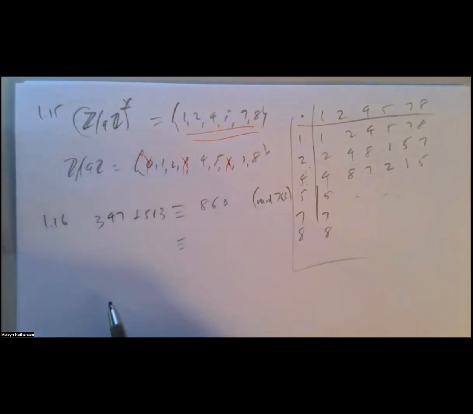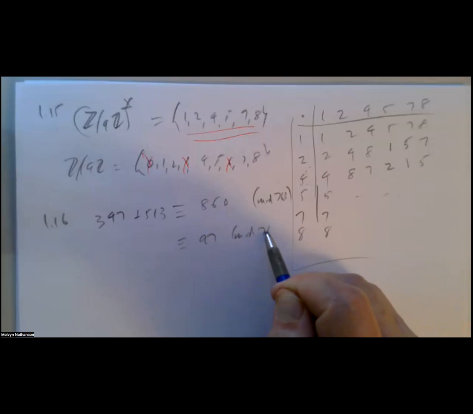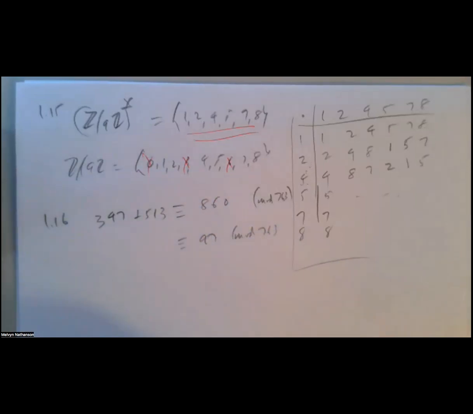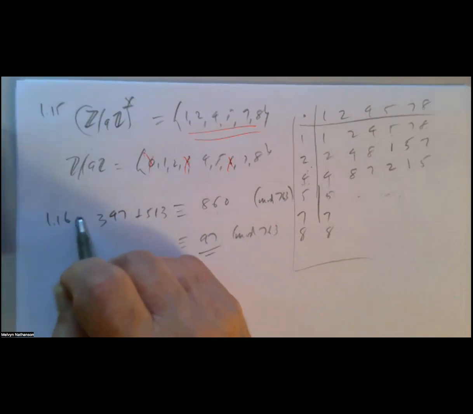So this is equal to 97, I think, because 860 minus 97 is 763. This is A.